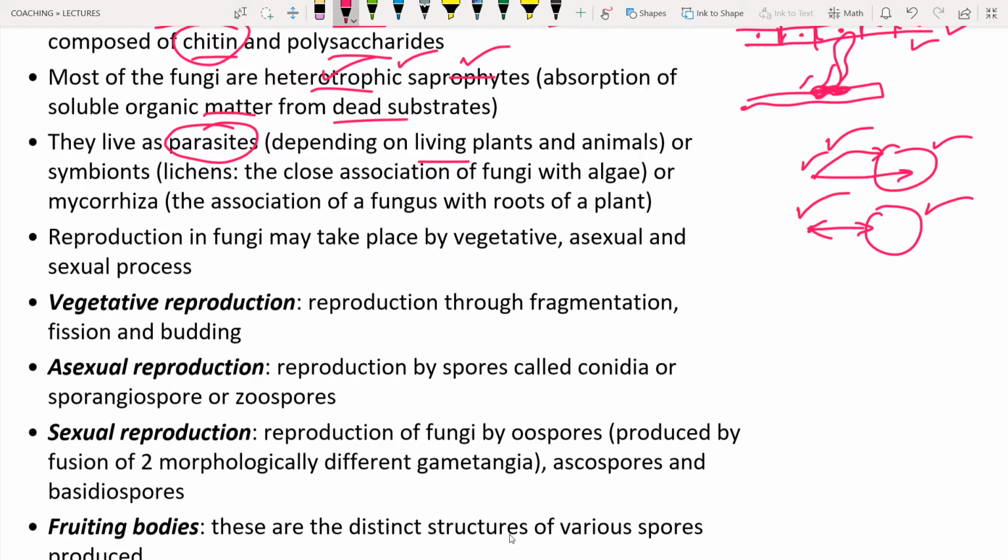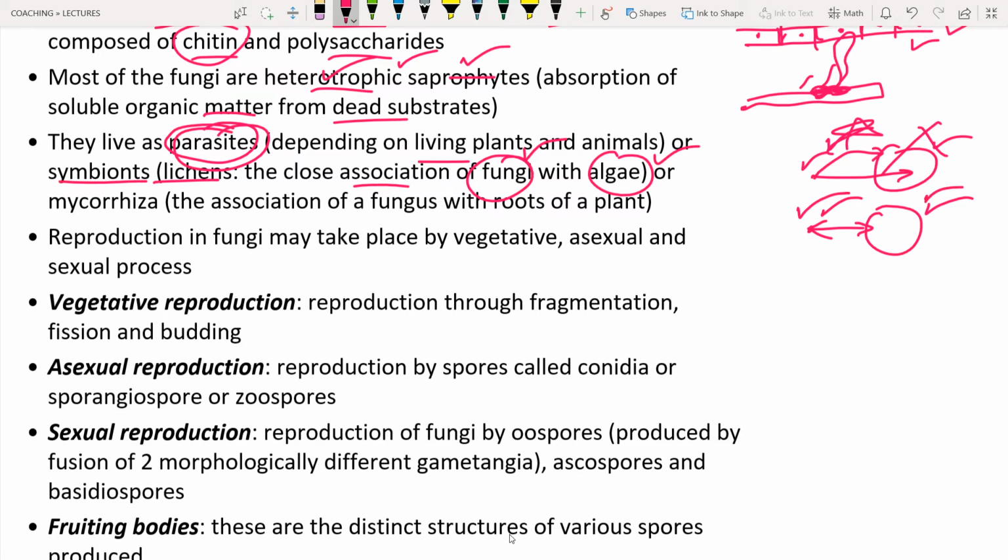Okay, you can see the lichens. What is meant by lichen? It is the closer association between the fungi and algae. So if the fungi and algae live together and they are getting benefited together, that is known as symbiosis, or you can call them symbionts. Okay, and in case of parasites, out of two individuals, only one individual is getting benefit, another is getting loss. Okay, that is known as parasitic. But in case of symbiosis, both of them are getting mutually benefited.